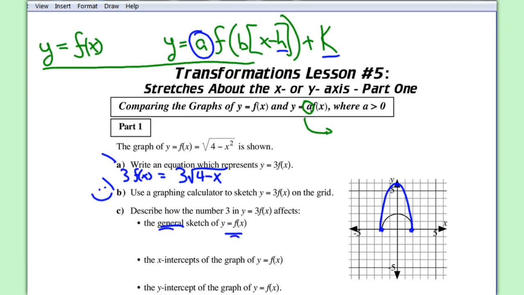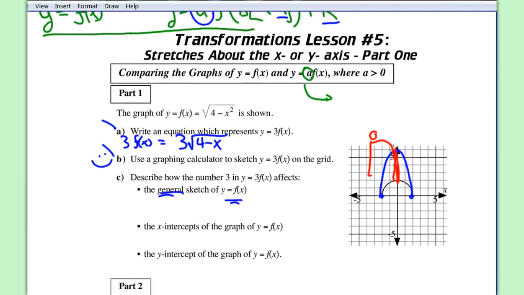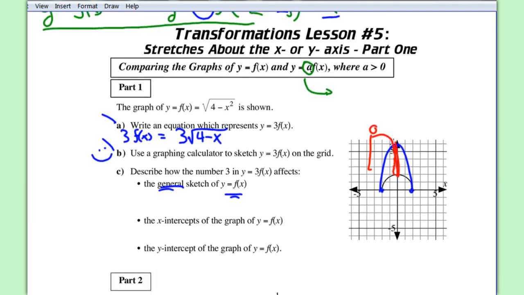Well, you can discuss that. I think it looks to me like if you were to grab this point right here, and stretch it, and have this gentleman right here grab on and pull it up, it seems to me that it has vertically stretched about the x-axis by a factor of 3.